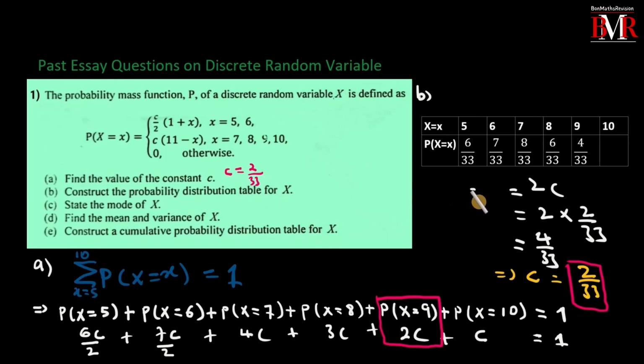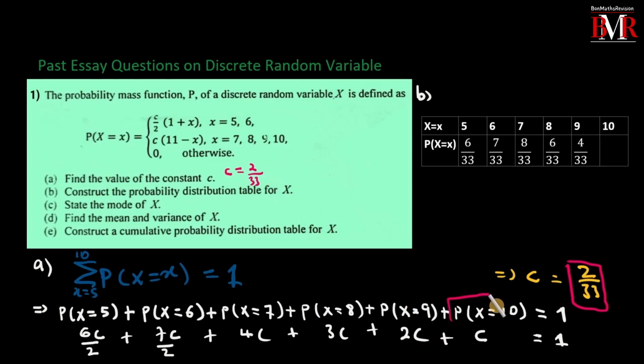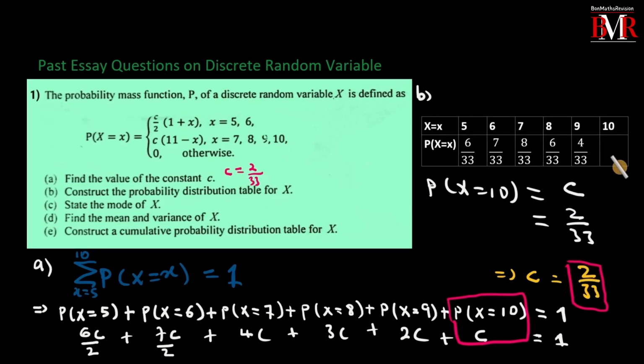Now the probability of x equals 10 as from the A part of the question is c. That is, the probability of x equals 10 is equal to c, and c is 2 on 33. So it means here is 2 over 33. So this is the probability distribution table for x as required. Now C, state the mode of x.